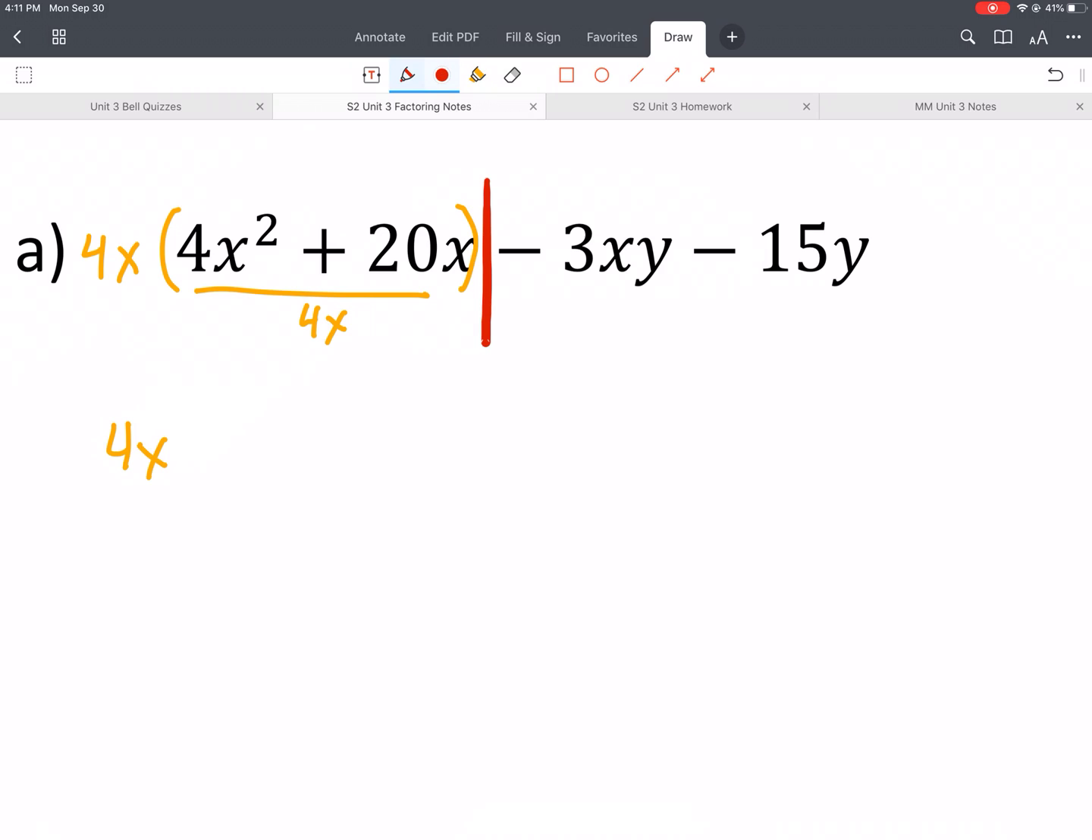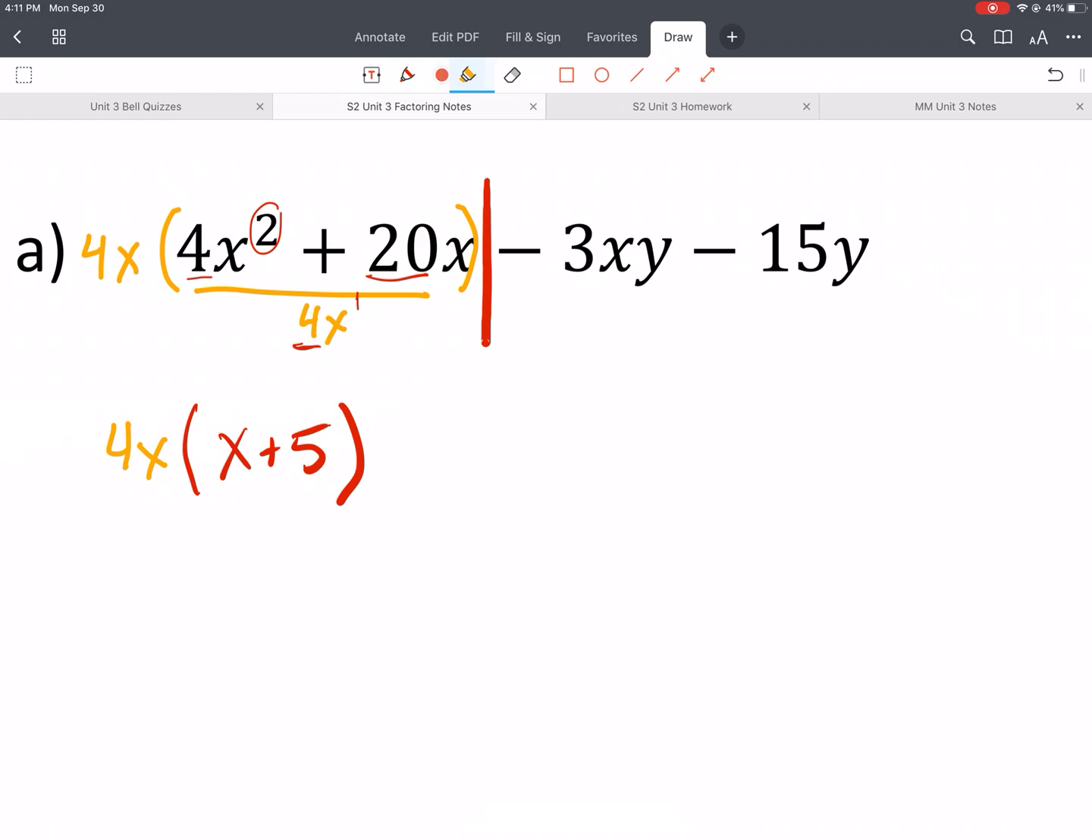And then what we have left: 4 divided by 4 just gives us 1, and 2 minus 1 gives us x. 20 divided by 4 gives us a positive 5. And x divided by x is just 1. So we'd be done with that.